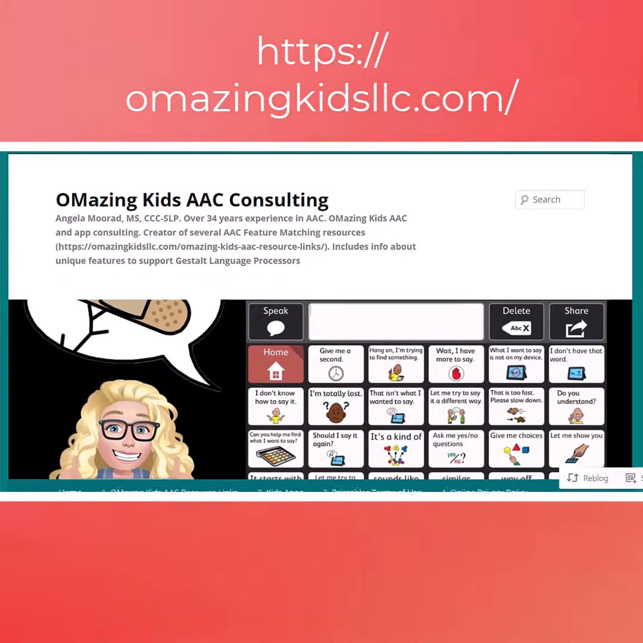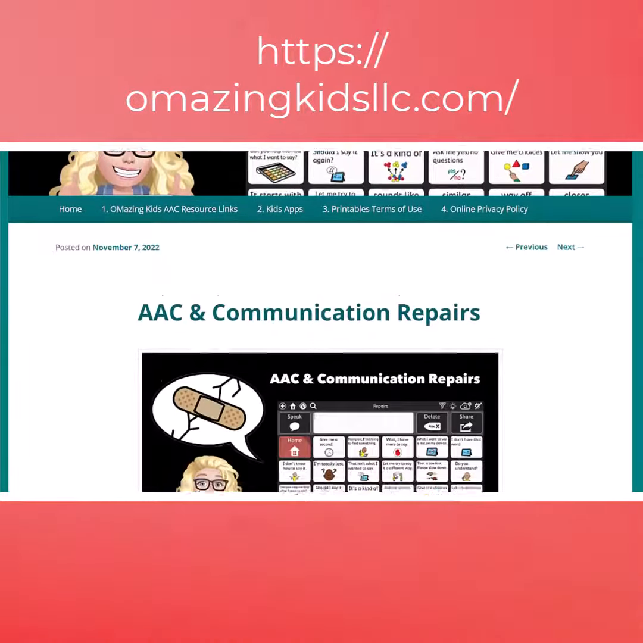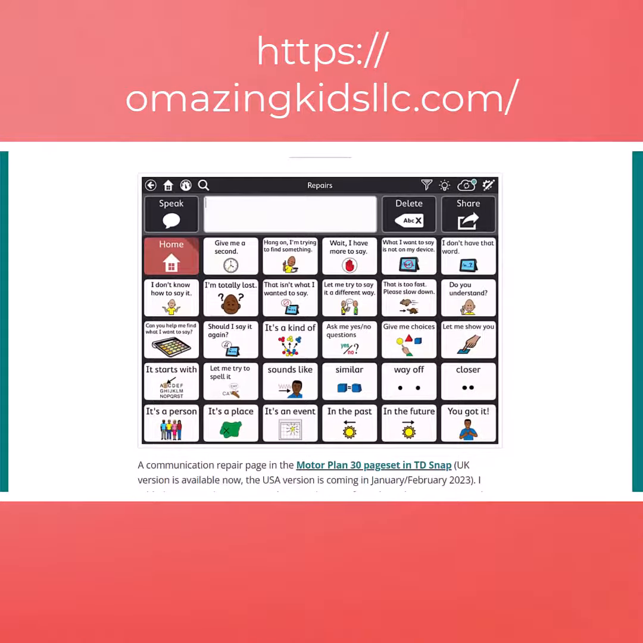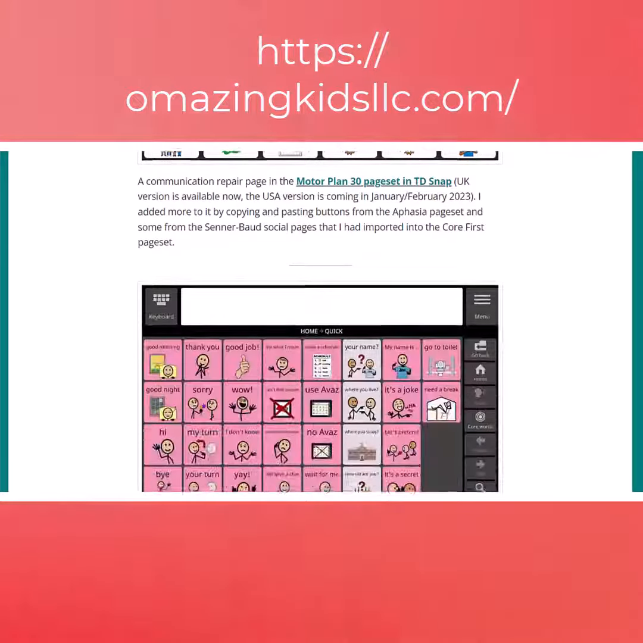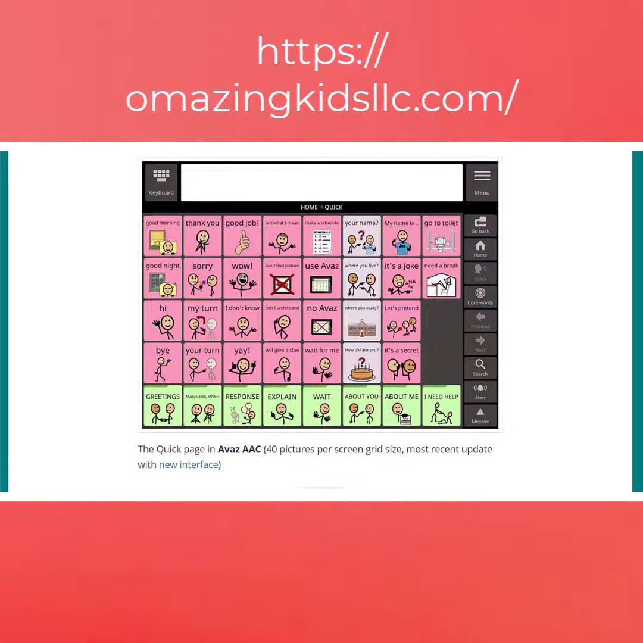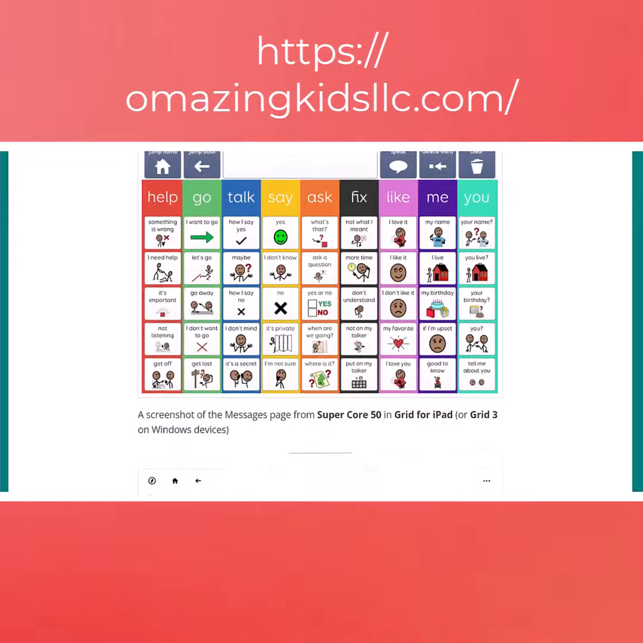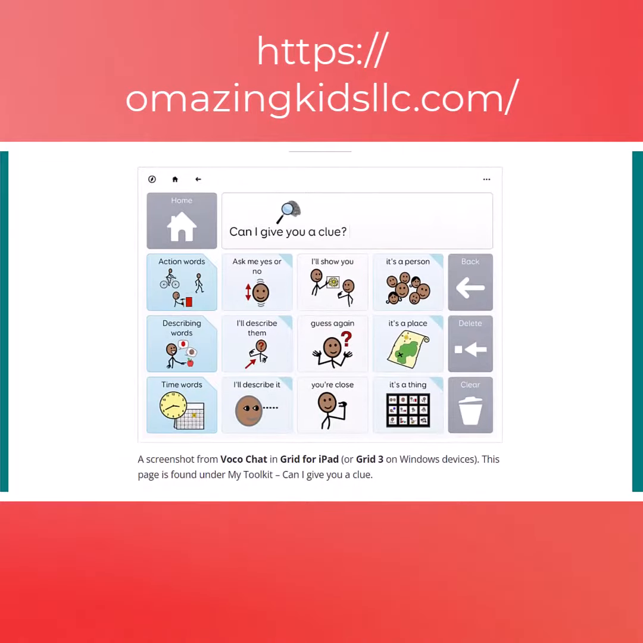Many AAC apps on the iPad have this option. If you go to Amazing Kids AAC Consulting, you can find this website that shows similar pages on lots of AAC apps like PD Snap, Avaz, Grid, and many more.